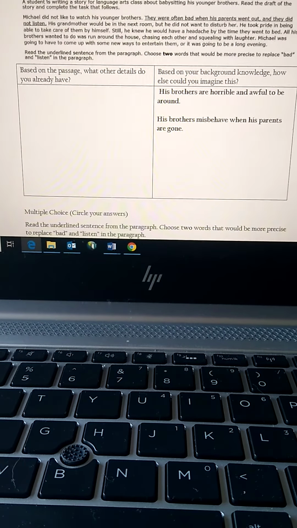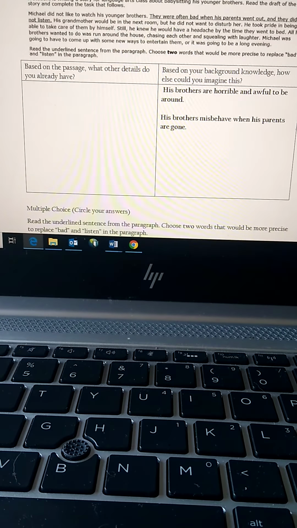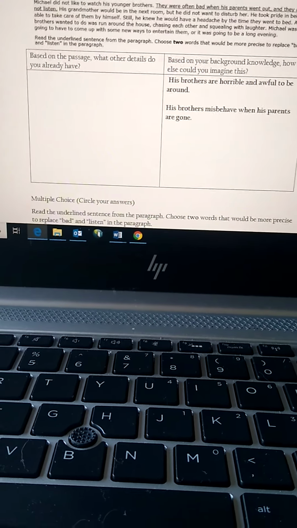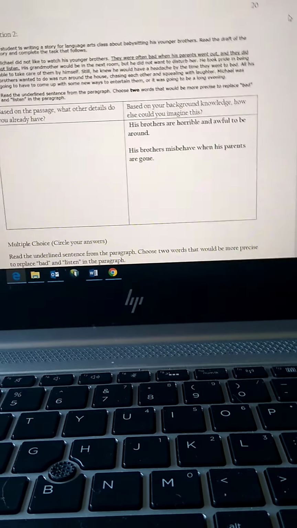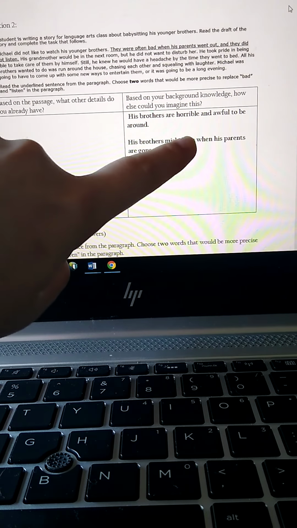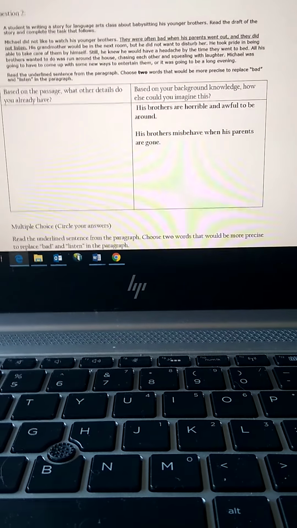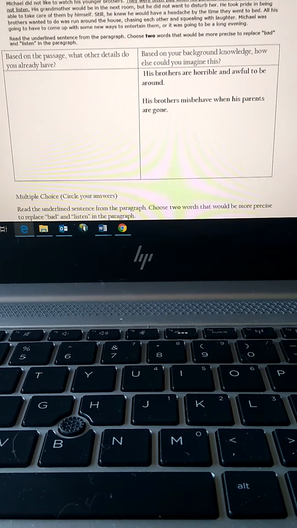All his brothers wanted to do was run around the house, chasing each other and squealing with laughter. Michael was going to have to come up with some new ways to entertain them, or it was going to be a very long evening. Read the underlined sentence from the paragraph. Choose 2 words that would be more precise to replace bad and listen in the paragraph. So first, fill out your chart. What details do we already know? And then what can we imagine? Some imagination things I came up with is that his brothers are horrible and awful to be around, and his brothers misbehave when his parents are gone.